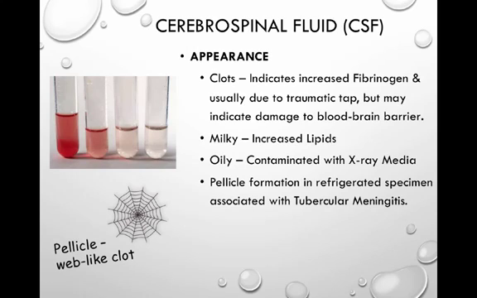Clots in cerebrospinal fluid may be indicators of increased fibrinogen, usually due to a traumatic tap, but may indicate damage to the blood-brain barrier. Specimens that are not clear may contain increased lipids, proteins, cells, or bacteria. A milky appearance of CSF likely contains increased lipids. An oily appearance to CSF is sometimes seen in samples that are contaminated with different X-ray dyes or contrast dyes.